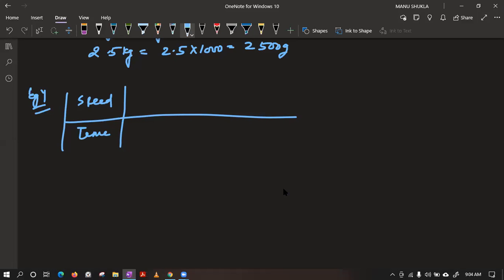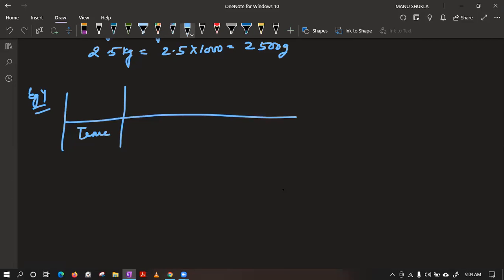Speed and, okay, distance is given. No, time is given. Distance traveled and time taken is given. Okay, this one is wrong. Wait.